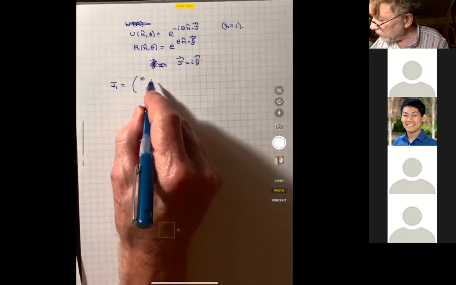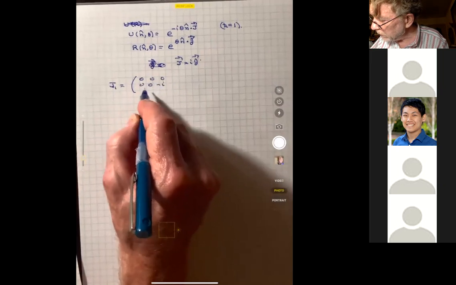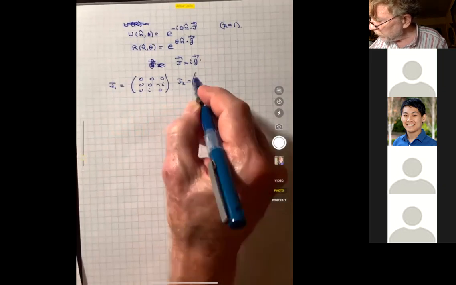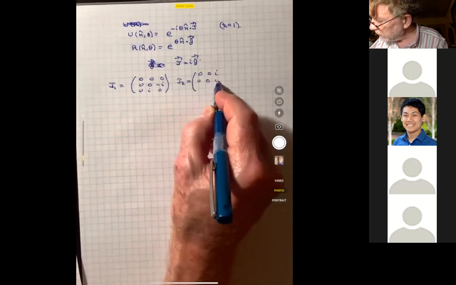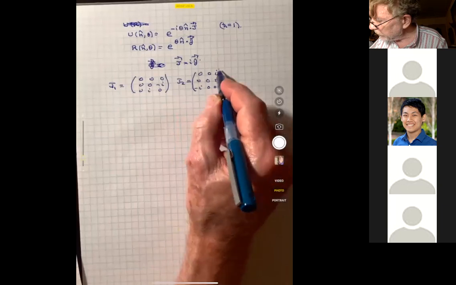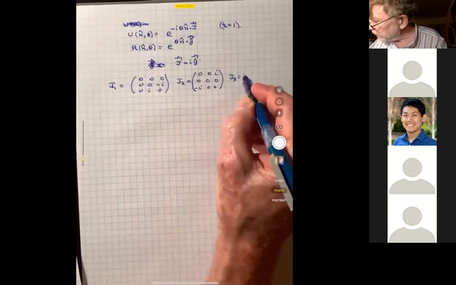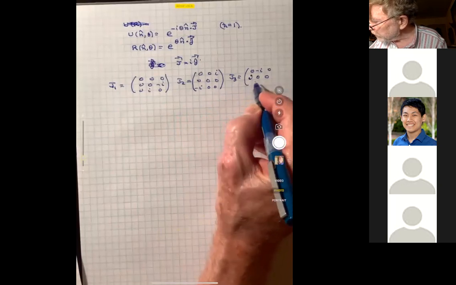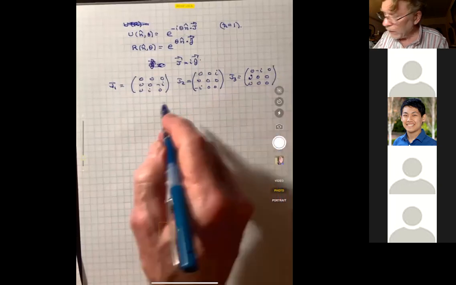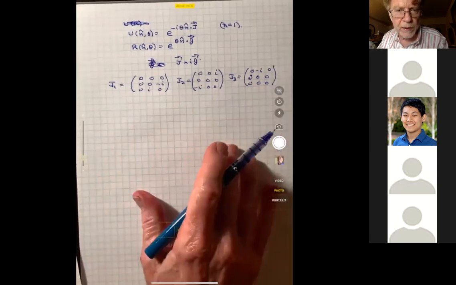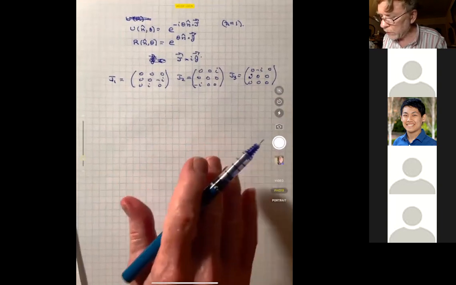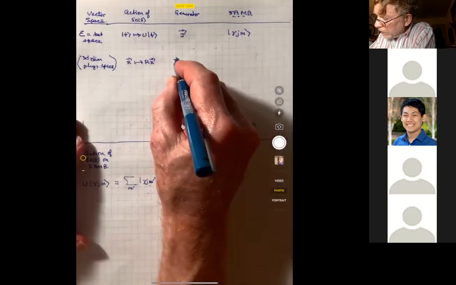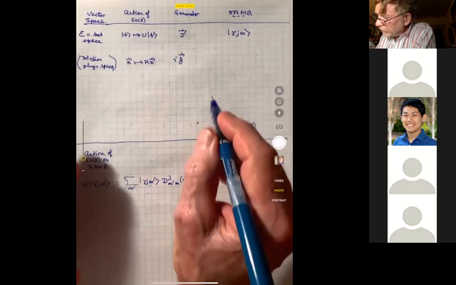It's 0, 0, 0, 0, 0, minus i, 0, i, 0. We have a J2, which is equal to 0, 0, i, 0, 0, 0, minus i, 0, 0. And we have a J3, which is equal to 0, minus i, 0, i, 0, 0, and 0, 0, 0 here like this. And if you take these three J matrices, you'll find they satisfy the standard angular momentum commutation relations. So following the mathematical notation here, the generators are i times these script J matrices.